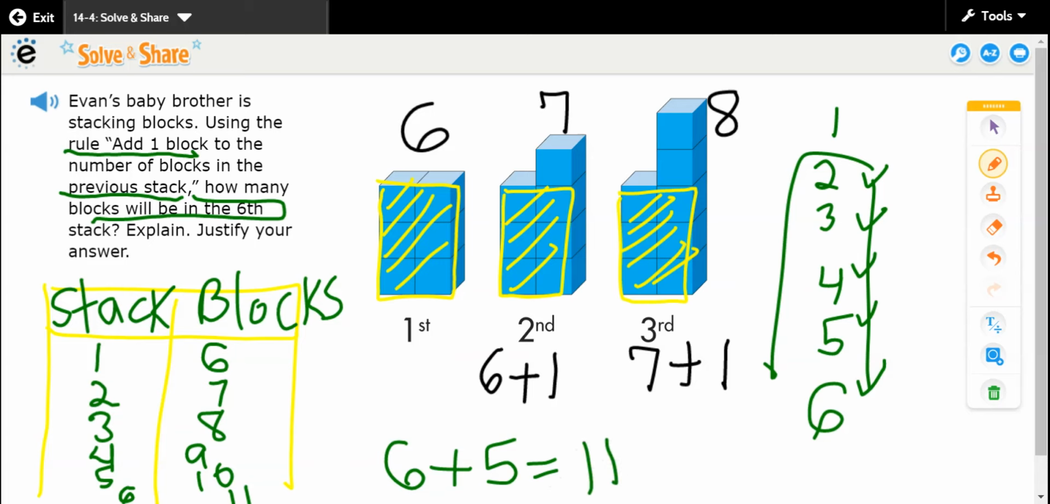So we could have done this mentally and said, we're trying to get from 1 to 6, right? And it takes 5 hops to get from 1 to 6. If I'm adding 1 each hop, that means I'm going to add a total of 5. So I can go 6 plus 5 equals 11, and I would have gotten the same answer. So I just showed you how to use a chart and how to do it mentally, okay? Thanks so much for watching.